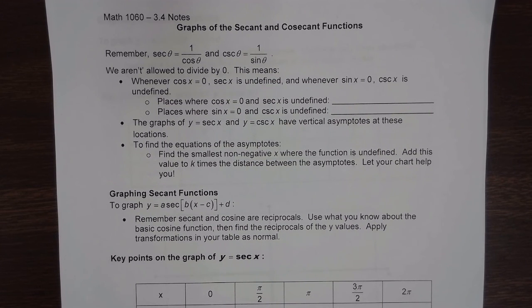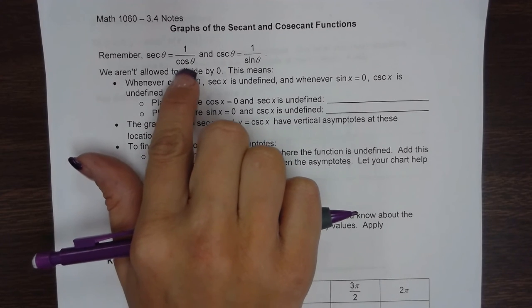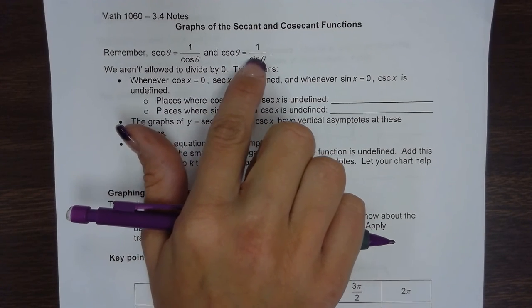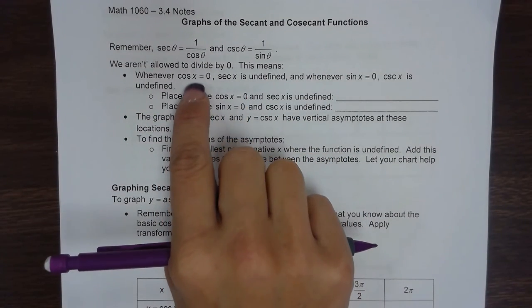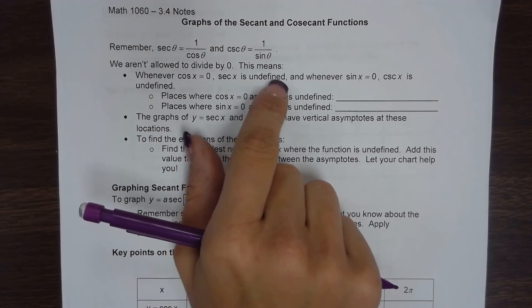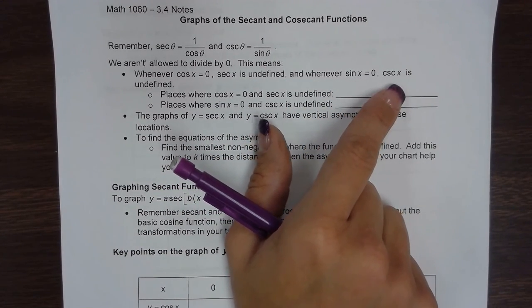Okay, today we're going to do graphs of secant and cosecant. Let's remember that secant is the reciprocal of cosine, 1 over cosine, and cosecant is 1 over sine. So when cosine equals 0, secant is undefined, and whenever sine equals 0, cosecant is undefined.